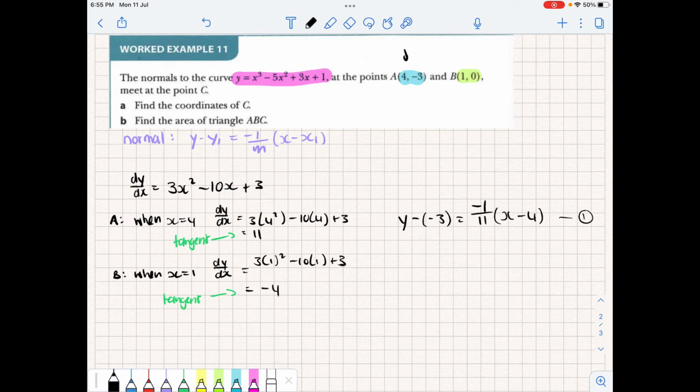And the equation for the other normal is y minus 0 is equal to minus 1 over, this is going to be minus 4, x minus 1. Okay. So obviously in this equation here, these things are going to cancel out and we're going to get a positive gradient. So this could be equation number 2.